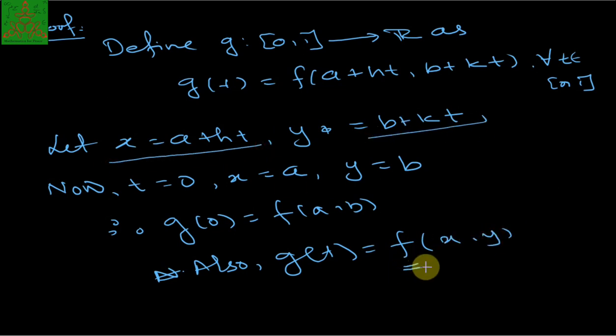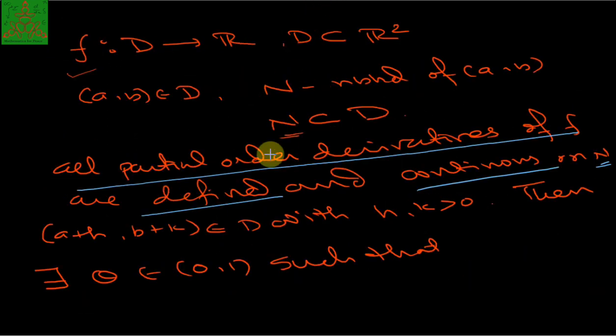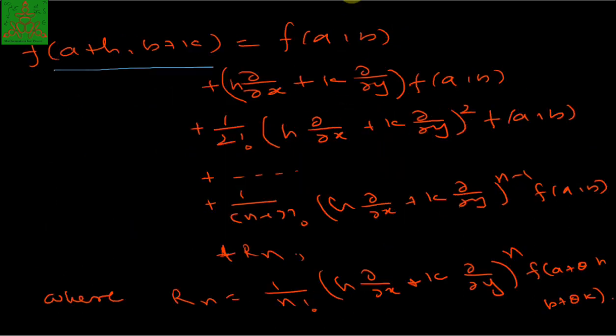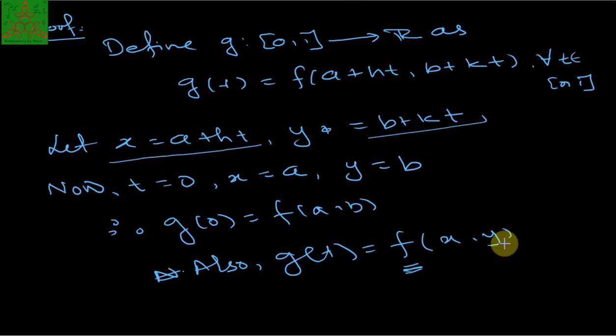Now for this f, by our assumption, all partial order derivatives of f exist and they are continuous. So therefore f has all the partial derivatives existing at the point (x, y), and they are continuous in that neighborhood.